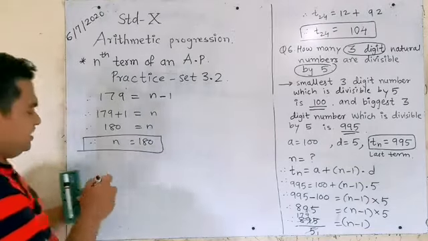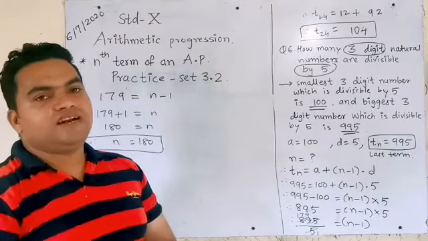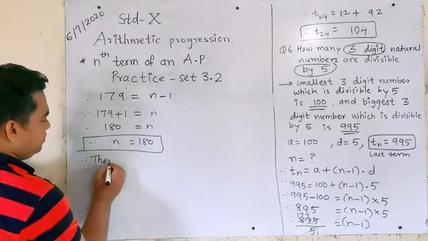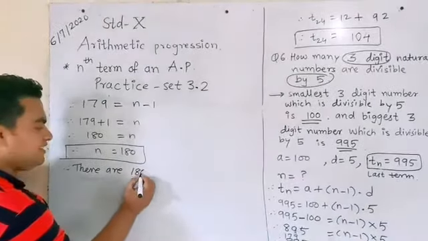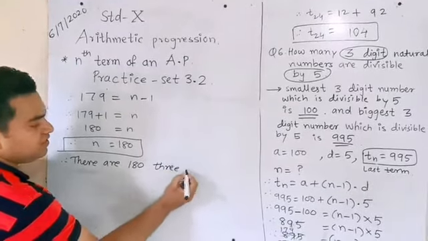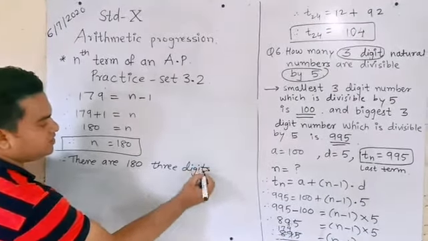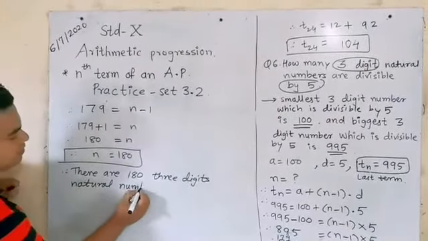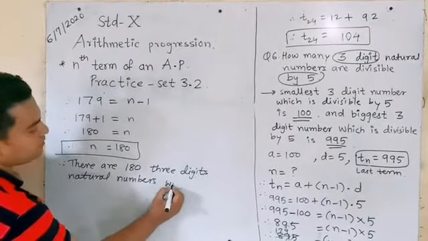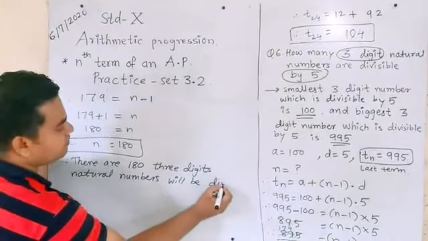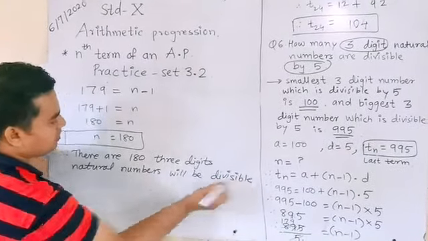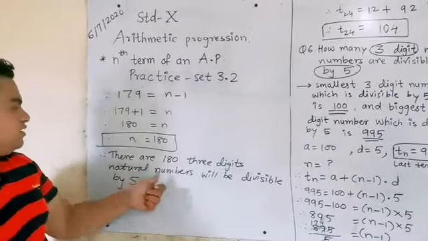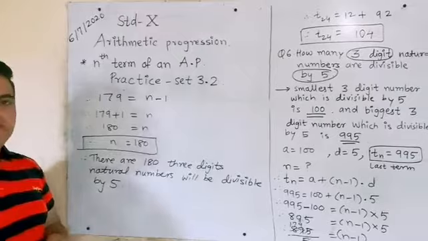It means there are a total of 180 three-digit numbers which are divisible by 5. So we will write at the end: there are 180 three-digit natural numbers divisible by 5. Thank you.